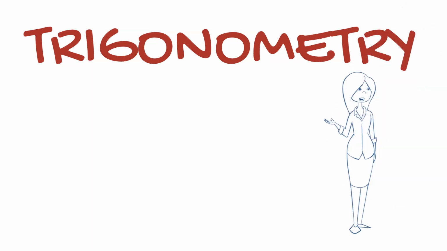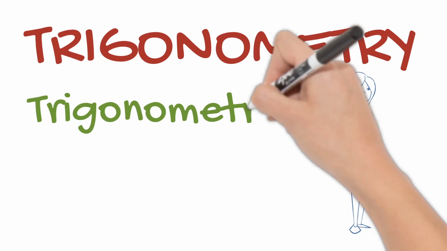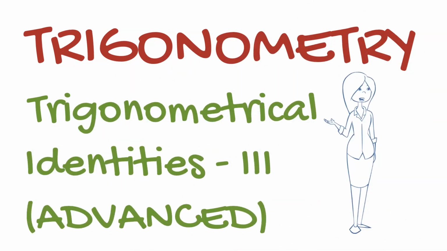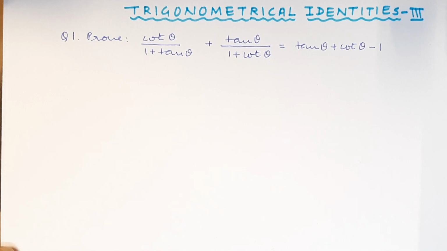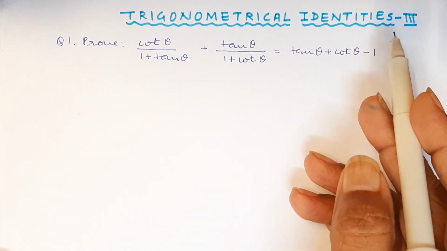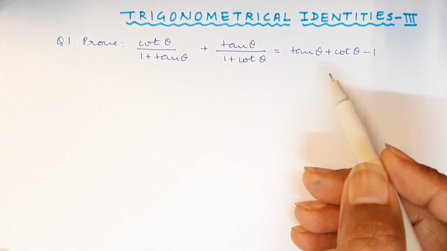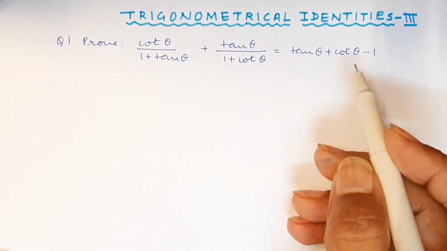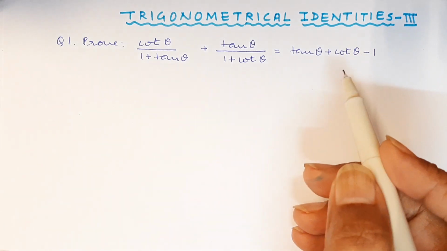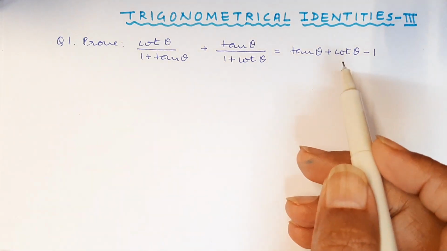In this video, we are going to study trigonometrical identities advanced, that is part 3. In our third part of trigonometrical identities, we will go to a little more advanced trigonometrical identities so that we'll have more confidence about it.